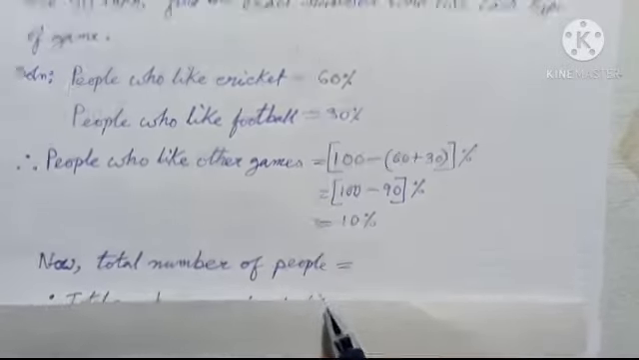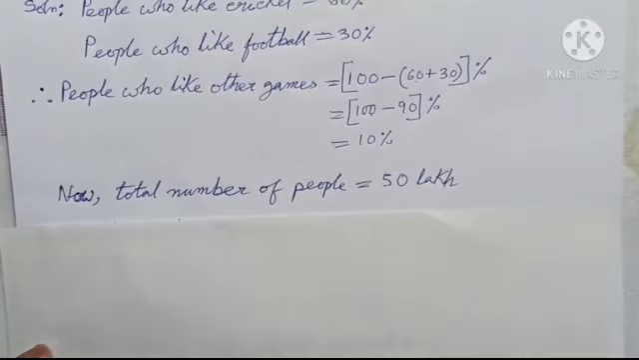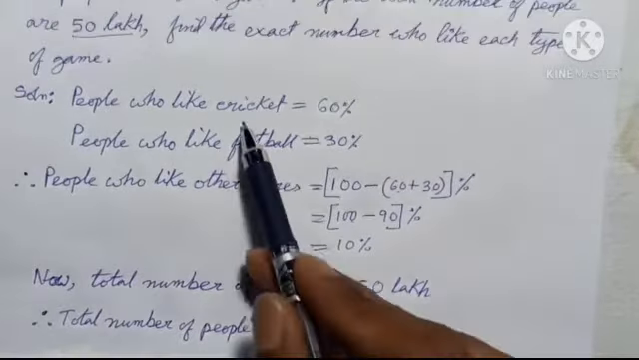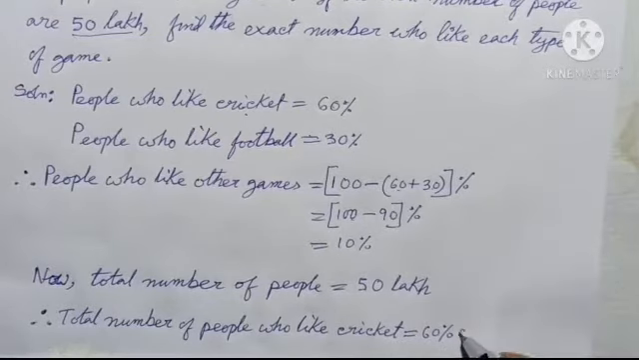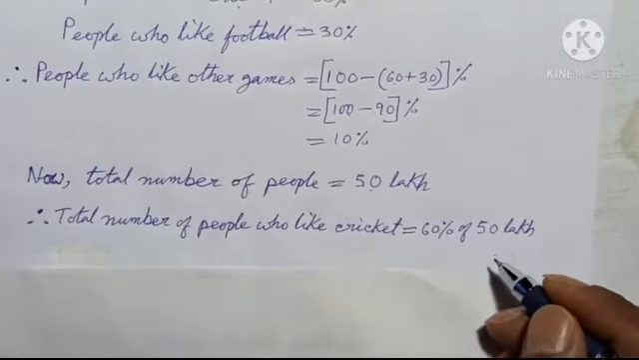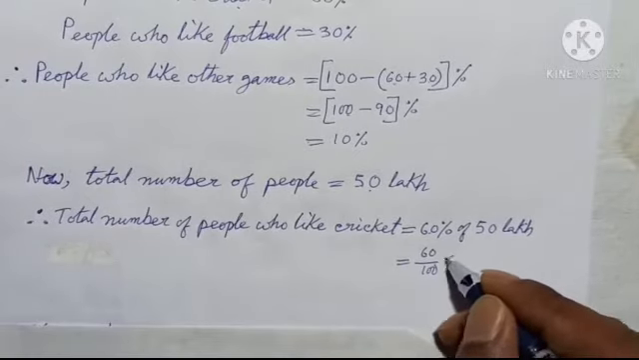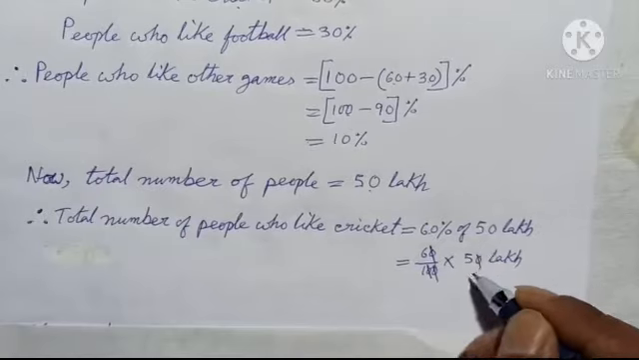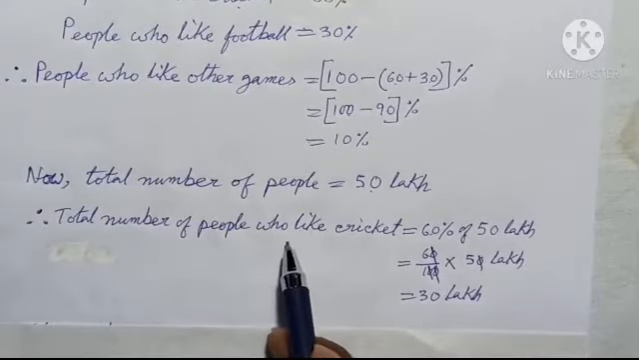Now the total number of people is 50 lakhs. Therefore, the total number of people who like cricket is 60% of 50 lakhs. Let's find this value. 60%, if we leave this percent symbol, is 60 by 100. Of is multiplied, then 50 lakhs. This 0 and this 0 are cancelled. 6 into 5 is 30. So 30 lakhs. Total number of people who like cricket is 30 lakhs.